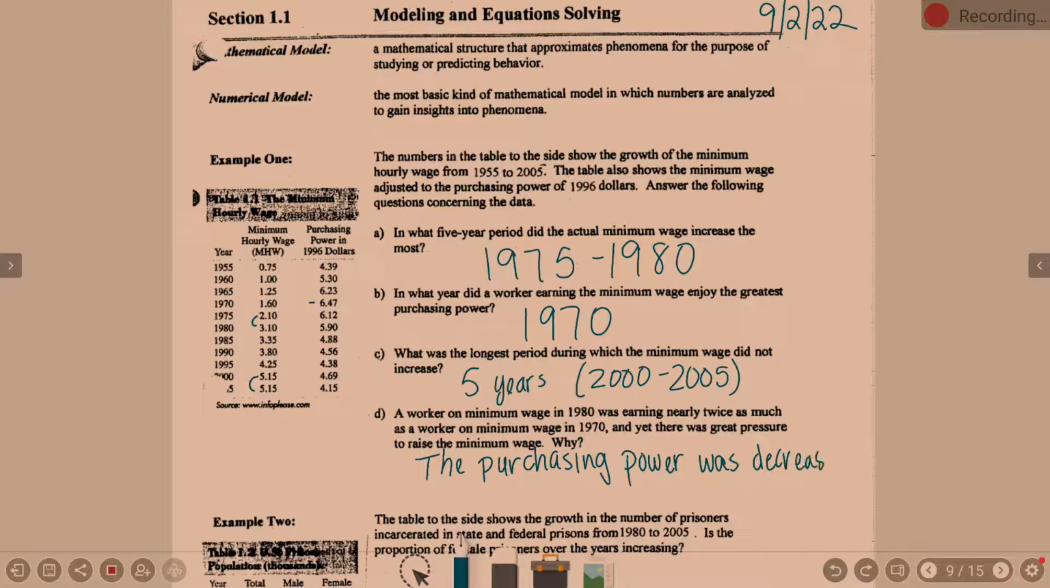Okay, so on here, I wrote down the fact that the purchasing power was decreasing because, even though minimum wage is going up, your dollar is not going as far. So if it's decreasing, that means things cost more. If it's increasing, that means things cost less. You can get more for your dollar.